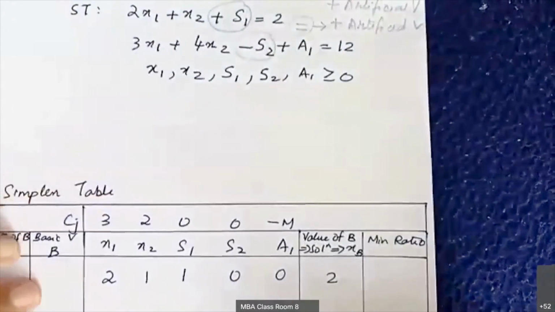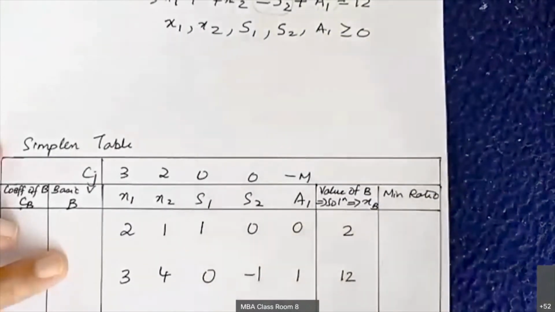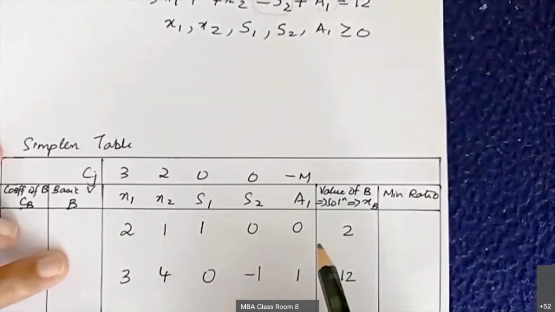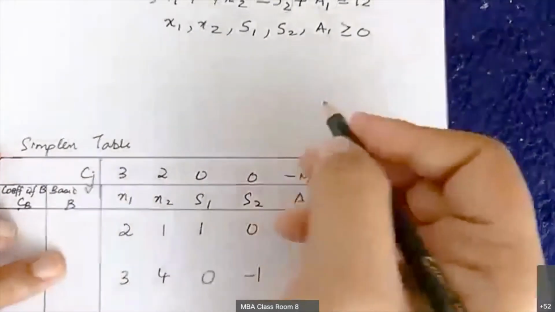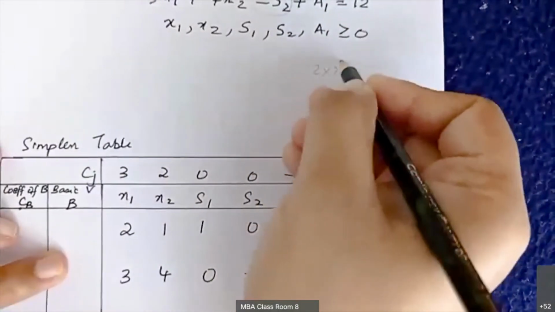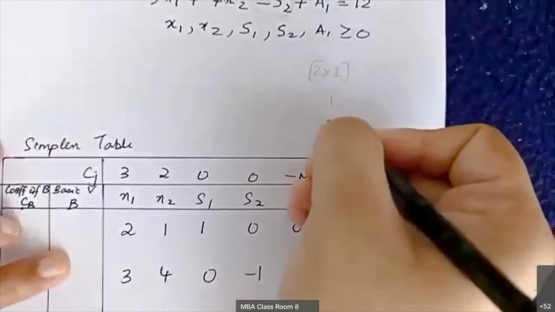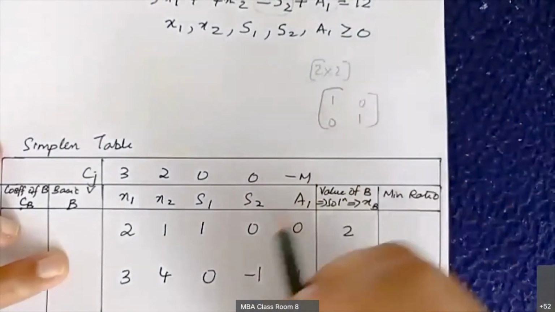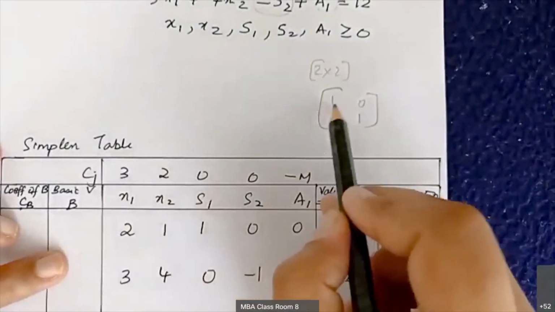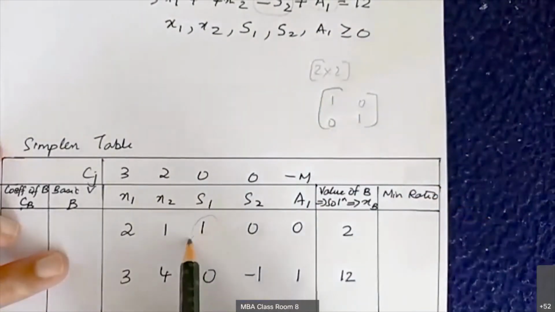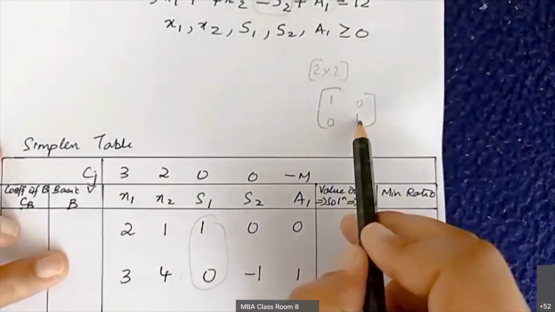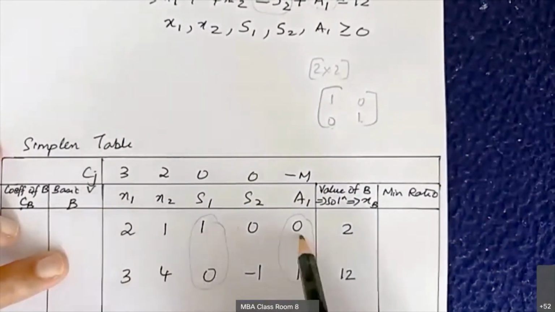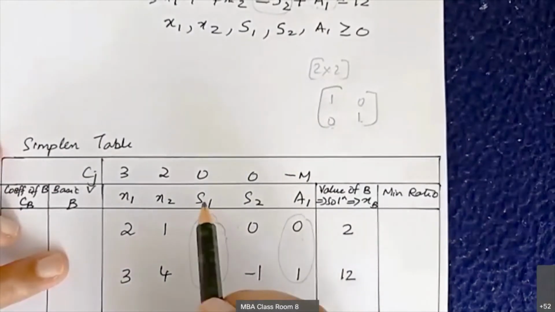Now, how do we decide the basic variable? We have to consider the identity matrix. In case of a 2 cross 2 matrix, the identity matrix will look like 1, 0, and 0, 1. So you have to check for such columns in this simplex table. Where do I have 1, 0? I have it over here. Where do I have 0, 1? It is over here. So the variables corresponding to these 2 columns will form the basic variables.